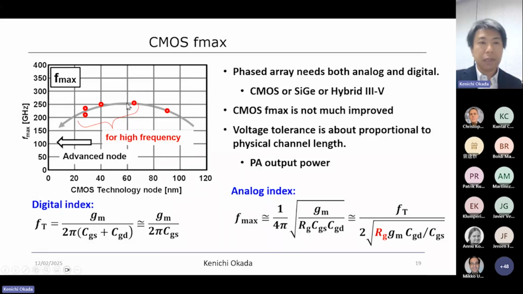So we apply layout optimization to extend this Fmax characteristic. We realized about 350 gigahertz Fmax characteristic by our own layout technology.